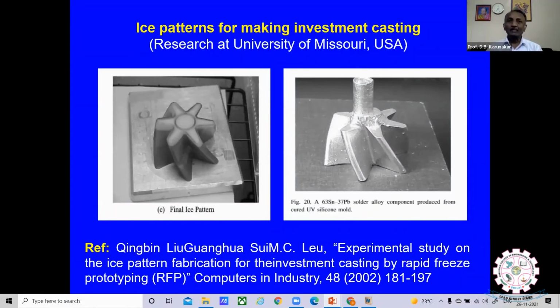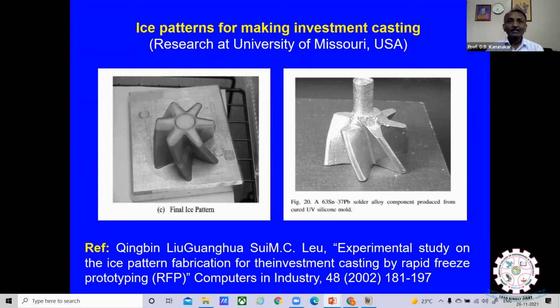You try to heat the ceramic shell in which there is an ice pattern. Heat that ceramic shell in which inside there is an ice pattern. Will it expand? We all know the abnormal expansion of water. What happens? When you cool down water from 4 degrees to 0 degrees, instead of contracting, it will be expanding. That is how we call it the abnormal expansion of water.